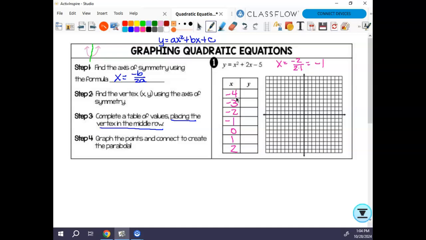Now, do we know how to find these values? I would take negative 1. Not that you have a lot of room, probably, but we'll do it right above here. And we're going to substitute it in. So y equals negative 1 squared plus 2 times negative 1 minus 5. Don't worry, we're not going to do this for every single one. I'm going to just give you those answers. But negative 1 squared is 1, and then minus 2 minus 5. So what's that going to give me? Negative 6. Good. Negative 6.